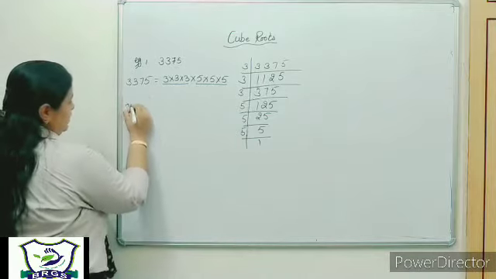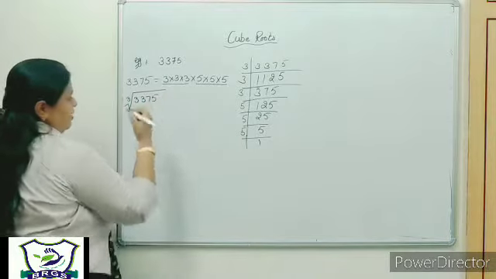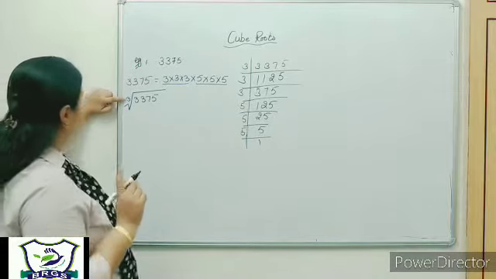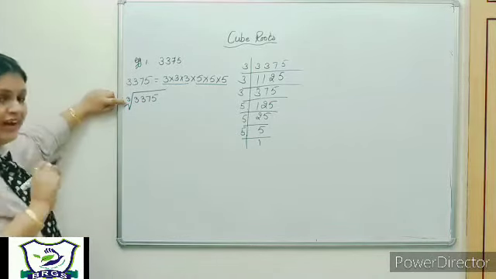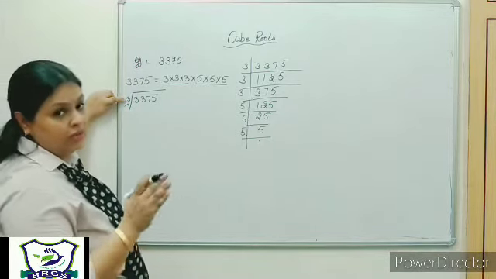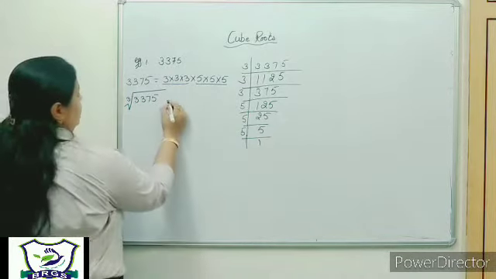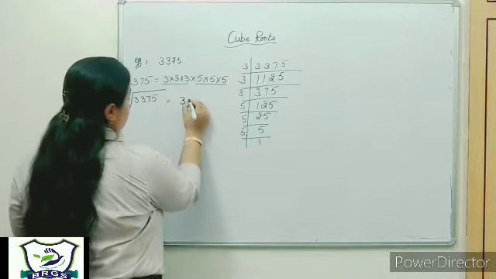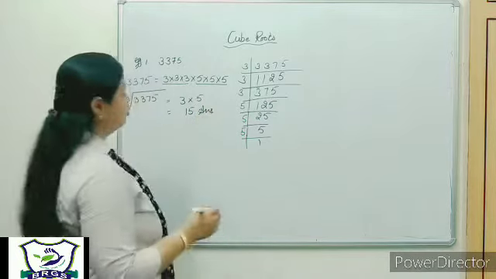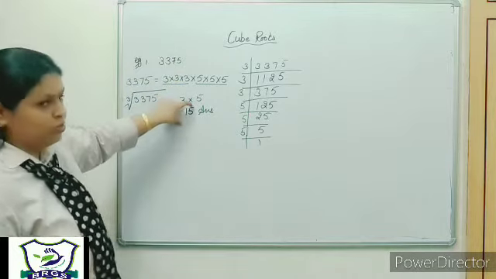Now cube root is written like this. 3375. Now this is the radical sign and here 3 is mentioned. You have to be very careful. If you will not write anything here, अगर यहाँ पे आप कोई digit mention नहीं करोगे तो by default it will be taken as a square root. So you have to mention 3 that this is a cube root. So cube root of 3375 is 3 into 5, 15. This is your answer. So cube root of 3375 is 15. It means 3375 is cube of 15.